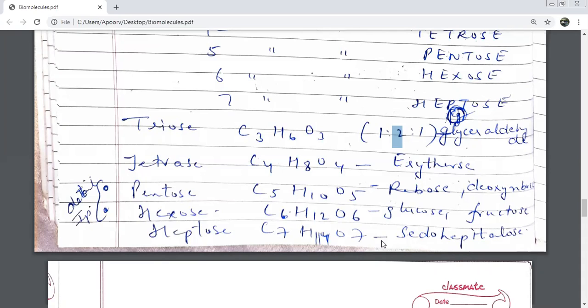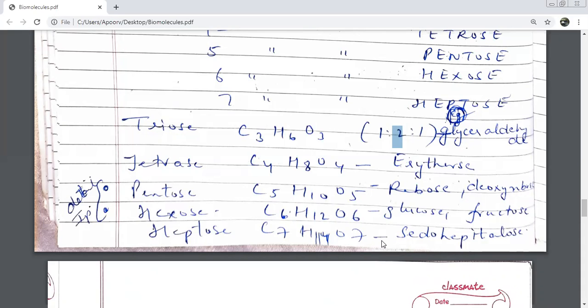What is the formula? C7H14O7. Very good. So we have named the sugars according to the number of carbon atoms. We started from where? Carbon 3 to carbon 7. Triose. Yes, we started from triose. And what is the general formula for these? CnH2nOn. So what is n over here?